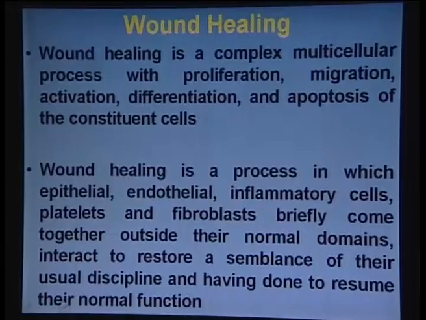For example, connective tissue, its function is to give support. Connective tissue cell lines like fibroblast cells, and epithelial cells, their function is to cover. Cover means to cover the entire wound site from the outside environment. Similarly, muscle cells, that is smooth muscle cells, also take part. So, all these cells come together outside the normal domains and interact to restore a semblance of their usual disciplines. Disciplines means they perform their own duty, and having done so, resume their normal function. This brief interaction leads to the formation of a biological tissue locally, which can perform its normal function.